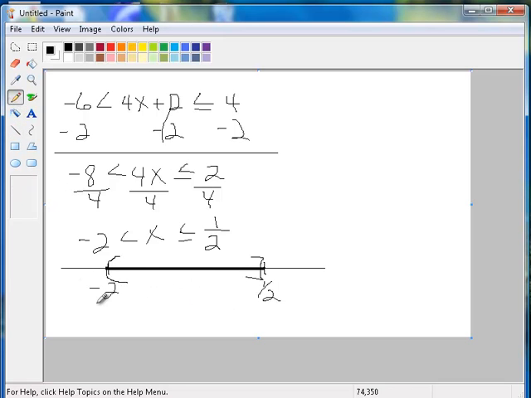Now to write the interval, we're just going to go the way it is on the number line. We're going to have a parentheses, negative 2, comma, 1/2 with a bracket. And that's your answer in interval notation. And I hope this helps clear up some of the problems we've been having with this.